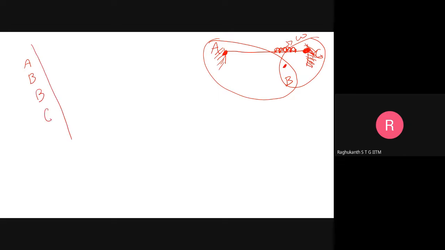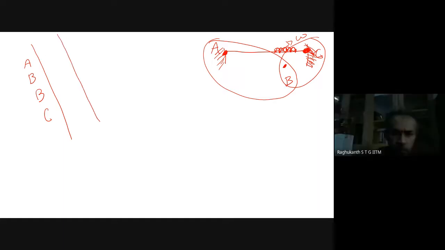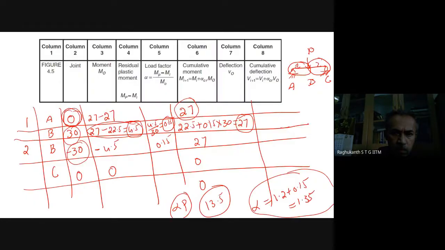In the stage one analysis, for this load, you find out the bending moments. Now you have the plastic moment. Let us say 27 kilonewton-metre or whatever is the plastic moment. So 27, this one. Finally, you divide everything by M naught, and then you find out the load factors. Among the load factors, whichever is the smallest, that is what you have to consider. Then you recalculate the bending moments once again. That's what we did.